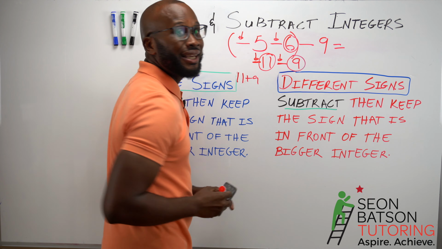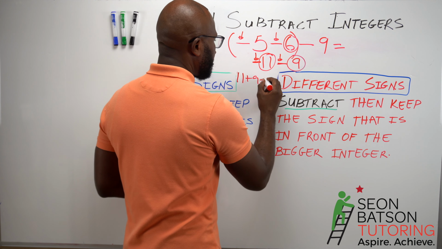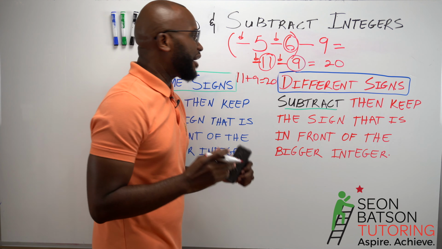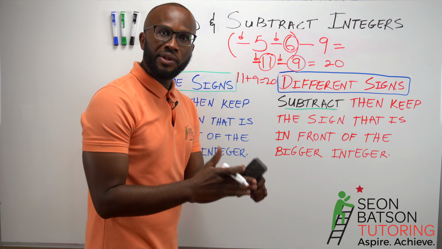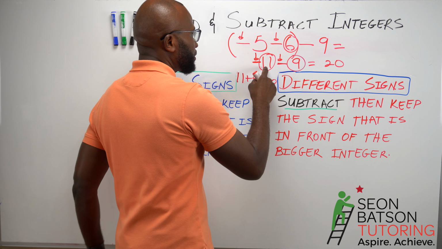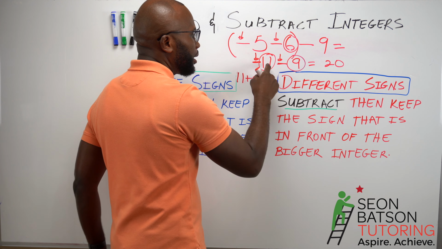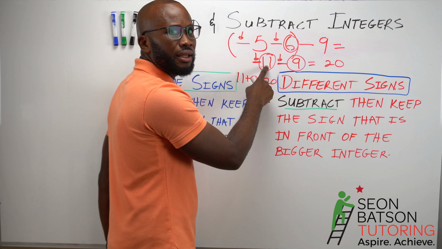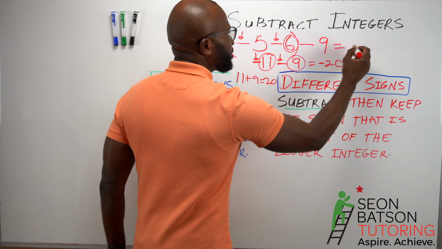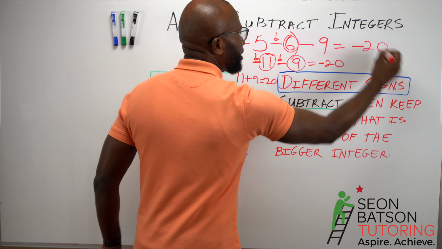11 plus 9 gives us 20. So this will give us 20. And don't forget, after adding, we must keep the sign that's in front of the bigger integer. The bigger integer here is 11 because 11 is bigger than 9. And what sign is in front of the 11? A negative sign. So the negative sign stays in our answer. So our final answer is negative 20.